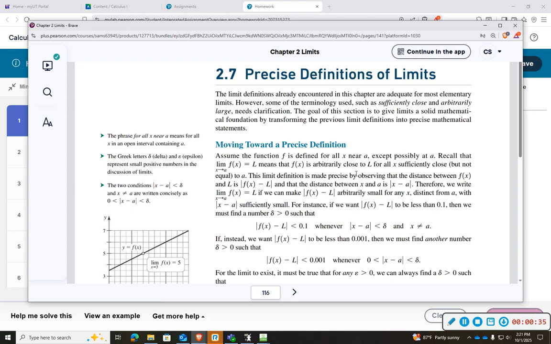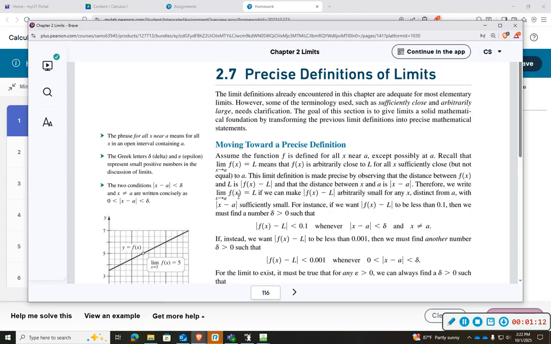So the limit definition says we're observing the distance between f of x, which is one y value, and L, the limit, which is a different y value. If we look at the absolute value of f of x minus L, the distance between those two getting really small, and x and a, which are two different x values, x is the x coordinate and a is the x value that we are approaching. The distance between those should also be getting smaller as the distance between the two y values is getting smaller.